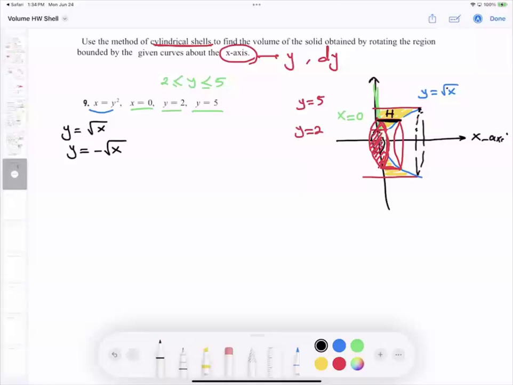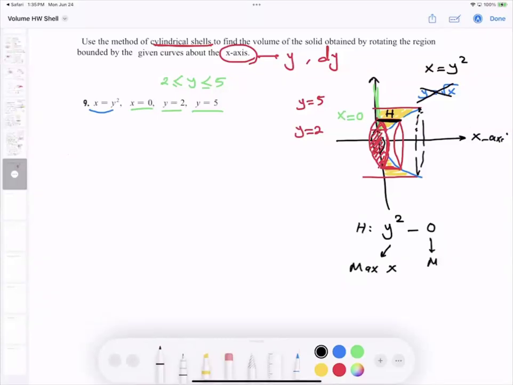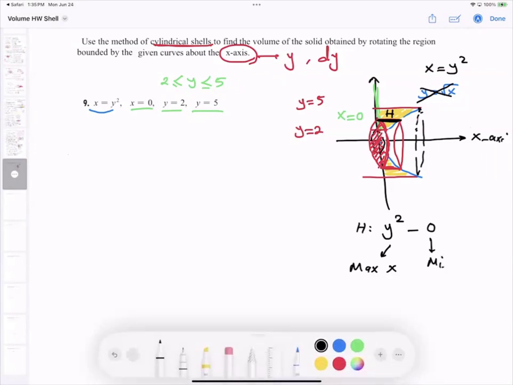I'm going to rewrite this function as x equals y squared, because when I calculate the height, it is the maximum x value, which is y squared, minus the minimum x value, which is down here, 0. So this is your height. We just rewrote it this way so we can graph and visualize this a little bit easier. The height is bounded between the maximum x and the minimum x.